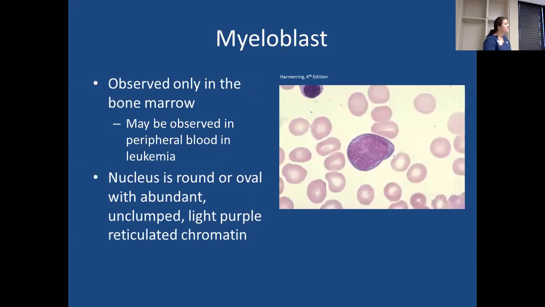Okay, so let's go through each of these cells. This is your myeloblast, right? In a normal situation, we will only see a myeloblast in the bone marrow. If you see a myeloblast in your peripheral blood circulation, that means there is a leukemic situation going on, all right? Such as acute myelocytic leukemia. So in normal situations, we will not see myeloblasts in the peripheral circulation.